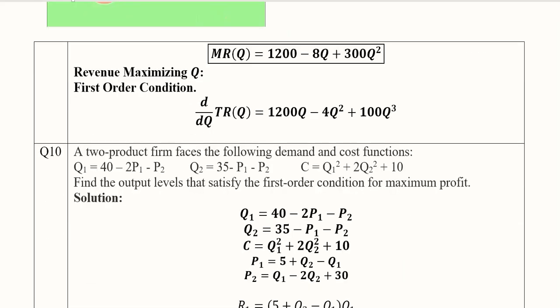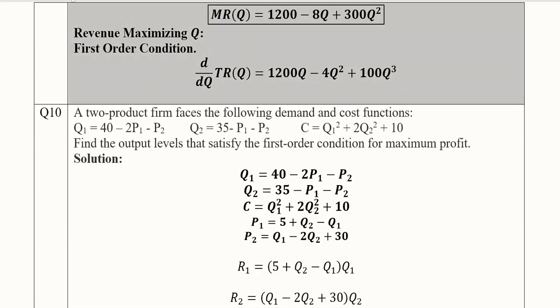There is some problem with this question due to which it's not getting solved. So we come to the next question, which is based upon a two-product firm which is facing demand and cost functions. So this is the demand function. These are the two demand functions. This is the cost function.